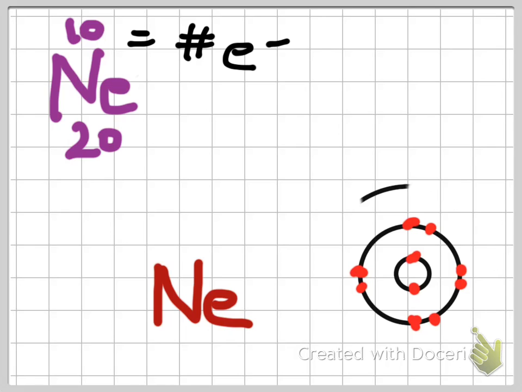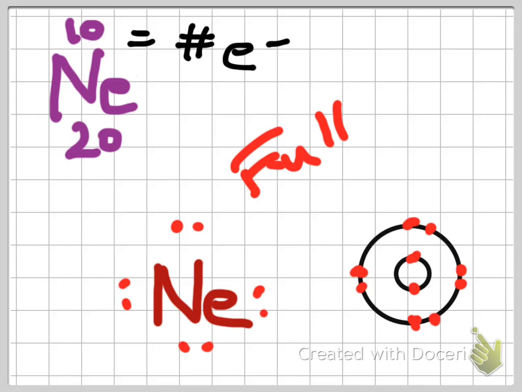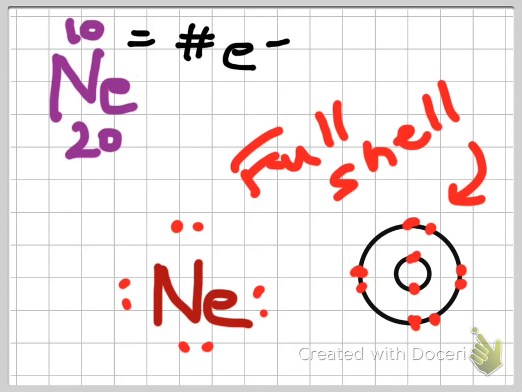If you notice, this second shell is complete, and that makes it a noble gas. It's very, very stable. It's pretty happy with what it has. It has a full shell. Up to 8.